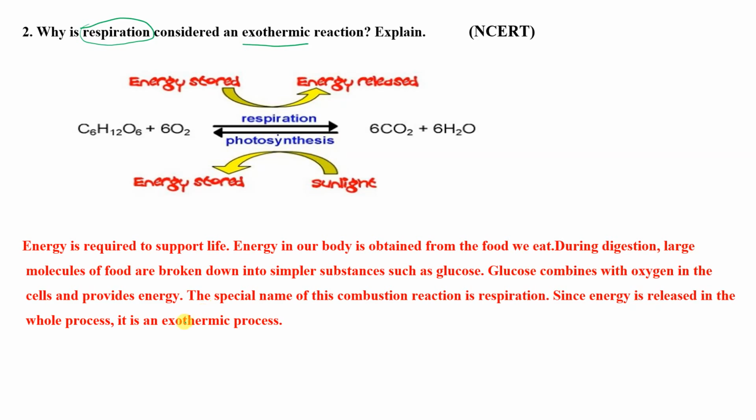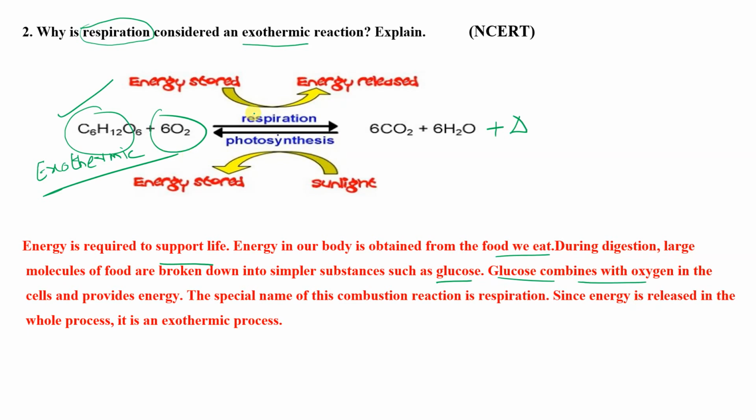As we know, energy is required to support life. For that process, we need to take food. The food we take is converted to glucose. That glucose combines with oxygen in the cells and releases CO2, water, and a lot of heat. So that is why respiration is said to be an exothermic reaction, because it releases a lot of heat.